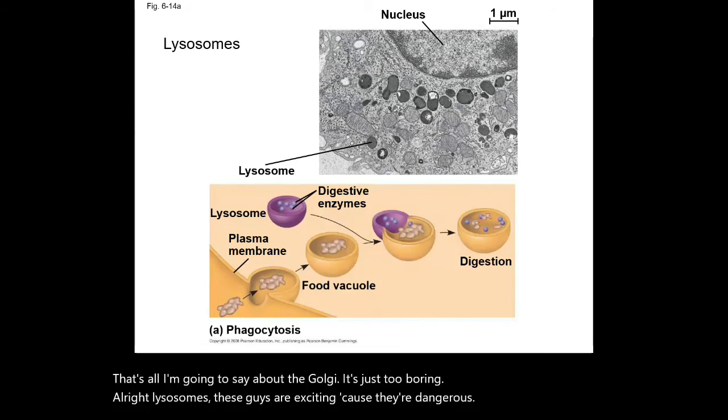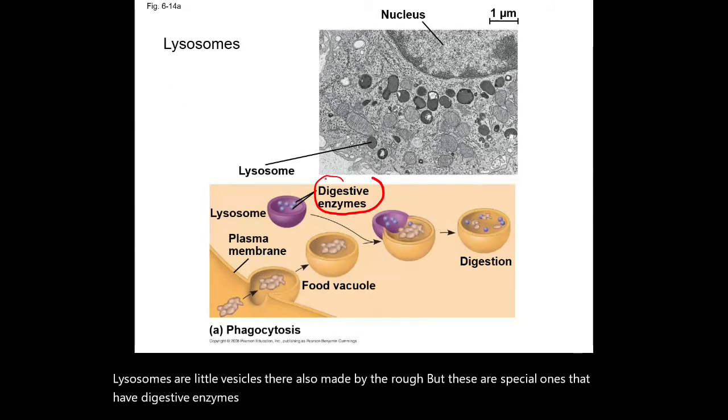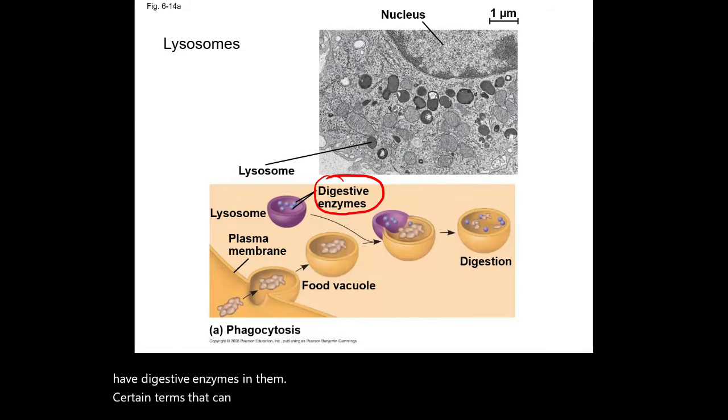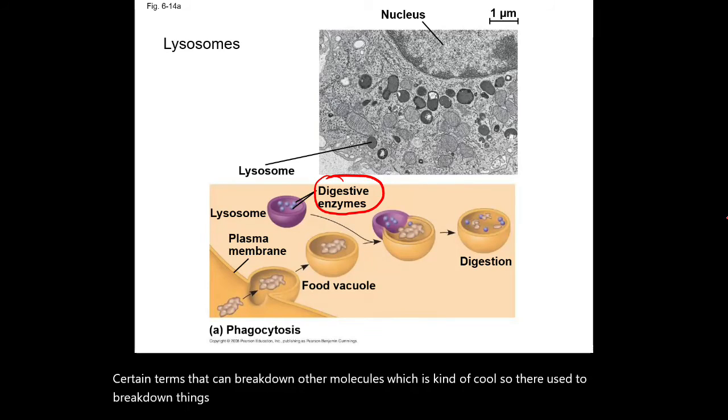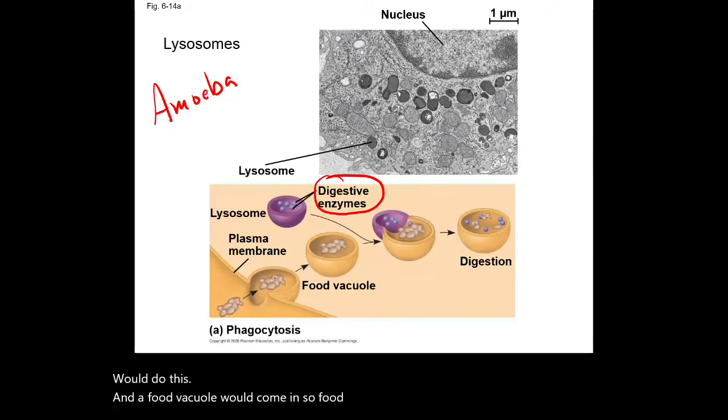Lysosomes are little vesicles that are also made by the rough ER, but these are special ones that have digestive enzymes in them. These are enzymes that can break down other molecules, which is kind of cool. So they're used to break down things in cells like a phagocyte, like a white blood cell or an amoeba, for example, would do this. And a food vacuole would come in. So food gets taken in by the amoeba, let's say, or by the white blood cell, whatever it might be.